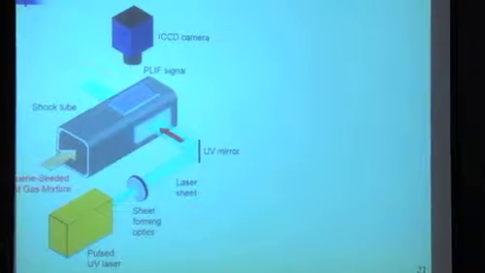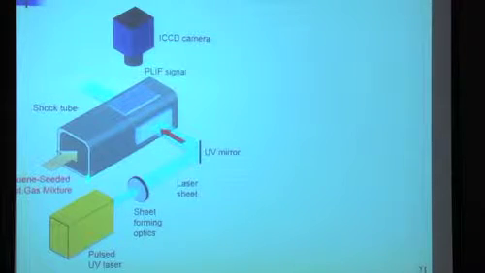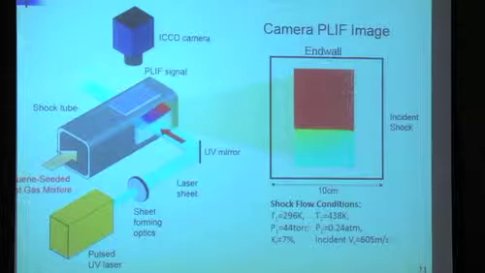That was his goal. And we used different configurations, but usually used a pulsed UV laser, formed into a sheet, and that sheet might go through horizontal, or it might come through in the end, but we'll come through and then we'll look, you always look at right angles. And we would seed our test gas, which was nitrogen, with toluene.